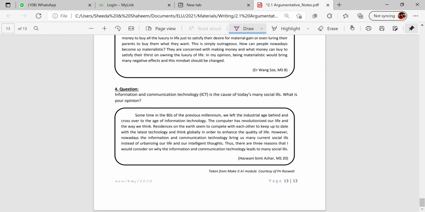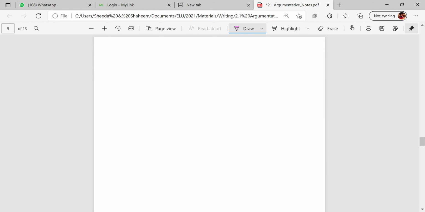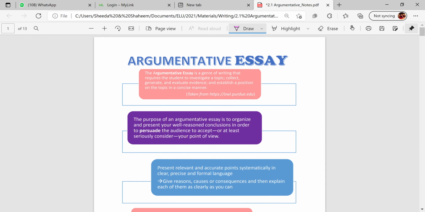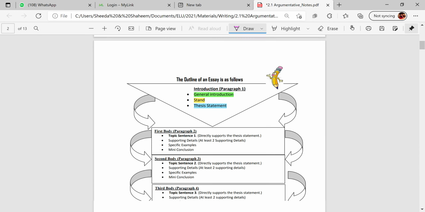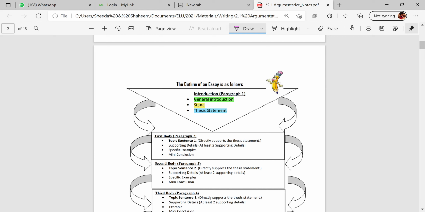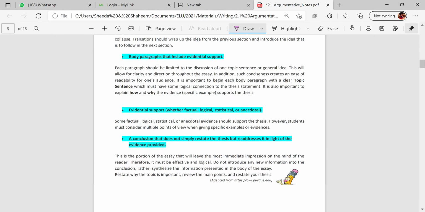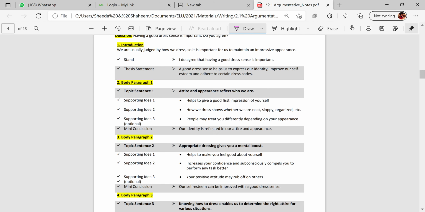That's it. So that's it for our argumentative essay, which is in writing an introductory paragraph. Remember, come back to the basics. An introductory paragraph consists of a general introduction, you introducing the topic, then what is your stand towards the topic, and you need to have a clear thesis statement indicating what you intend to discuss in the body paragraphs. Okay, refer to the notes. Please read your notes.